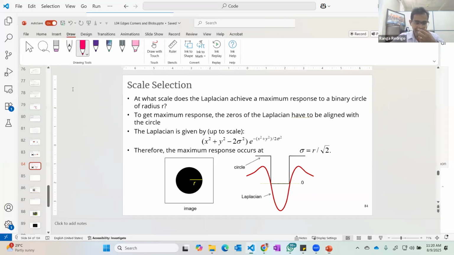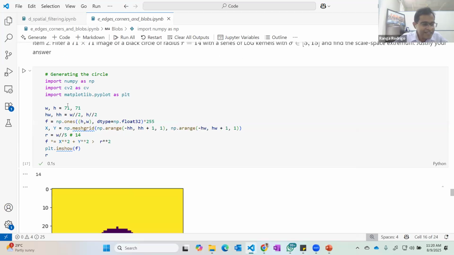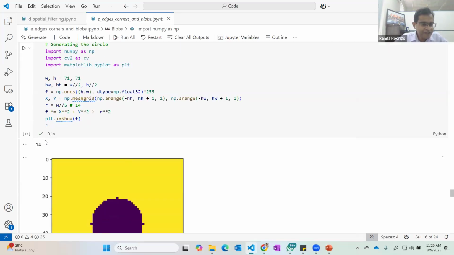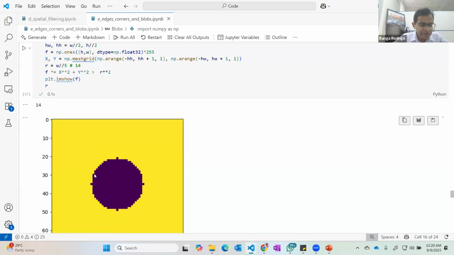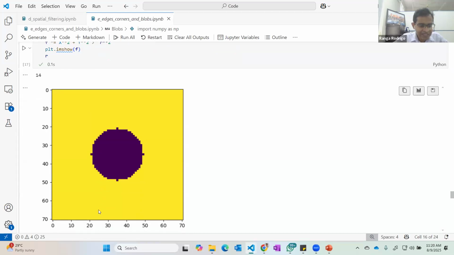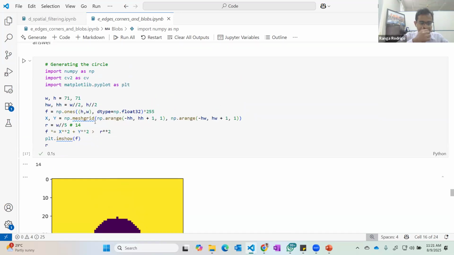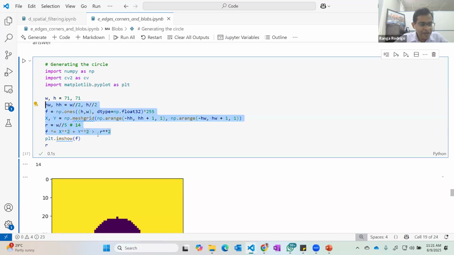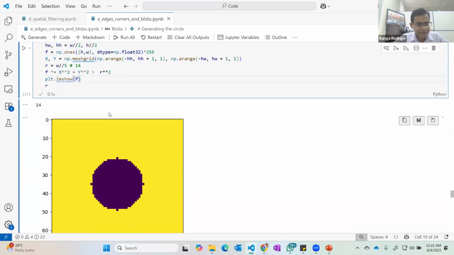I'm trying to see whether I can do that, but to do that, what I have done is I have created an image of radius 14. So you can see it's a sort of 14. And so I have created that by doing some jugglery here. So you can see this one on your own. I will not spend time on that.